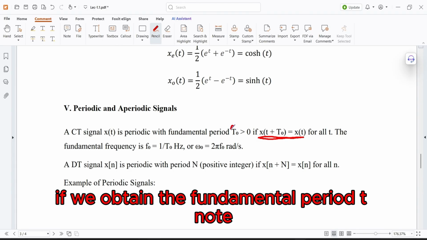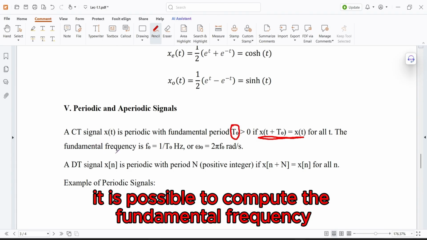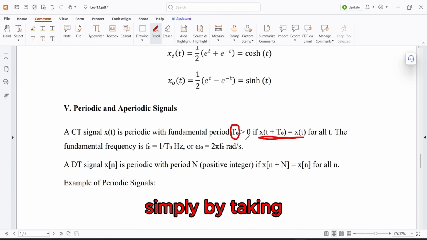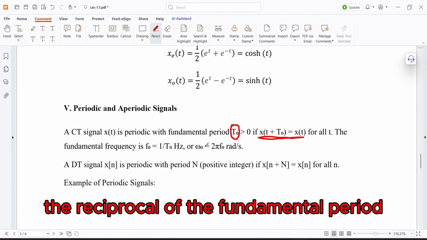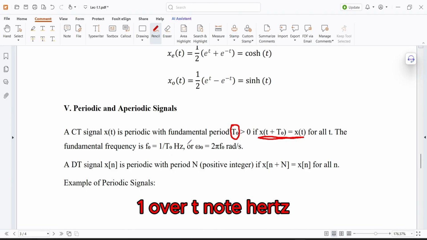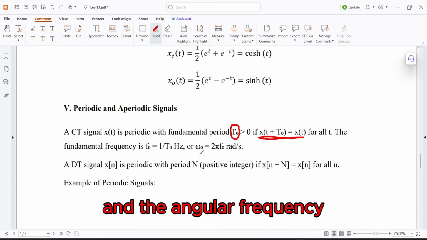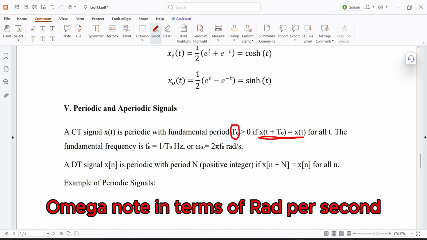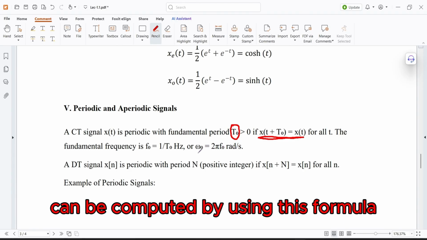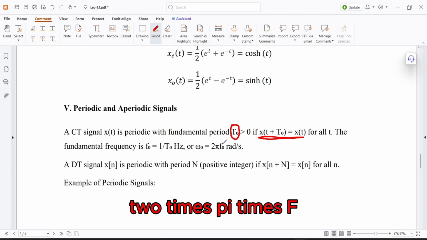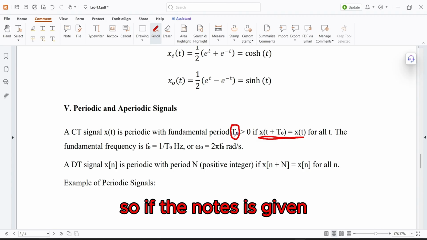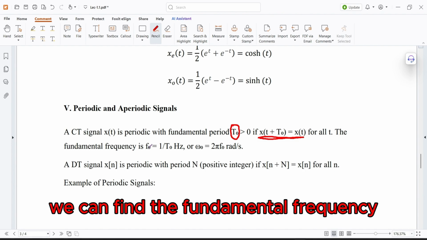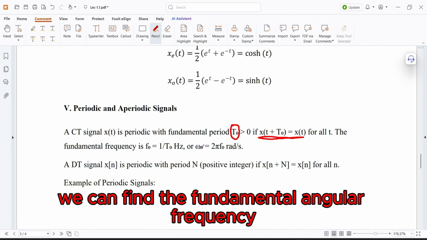If we obtain the fundamental period T naught, it is possible to compute the fundamental frequency simply by taking the reciprocal of the fundamental period, 1 over T naught hertz. And the angular frequency omega naught in radians per second can be computed by using this formula, 2 times pi times f naught. So if T naught is given, we can find the fundamental frequency and the fundamental angular frequency.